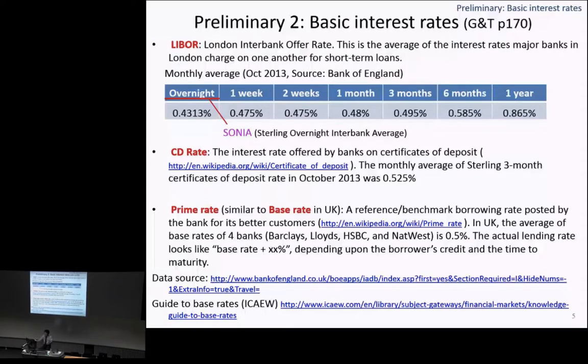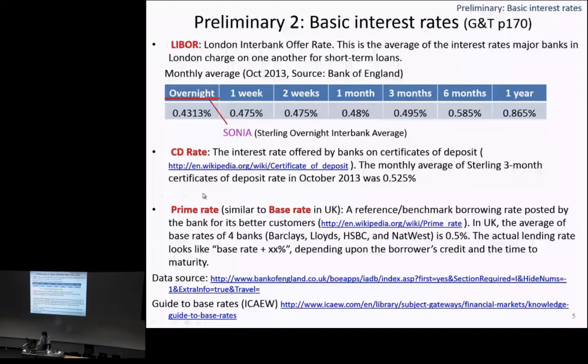And the bank can offer you a slightly better interest rate than for demand deposit. And the interest rate is called CD rate. Okay? Of course, it depends on the time to maturity, 3 months, 6 months, 1 year. In October 2013, the 3-month CD rate was around 0.525%. Is it okay?